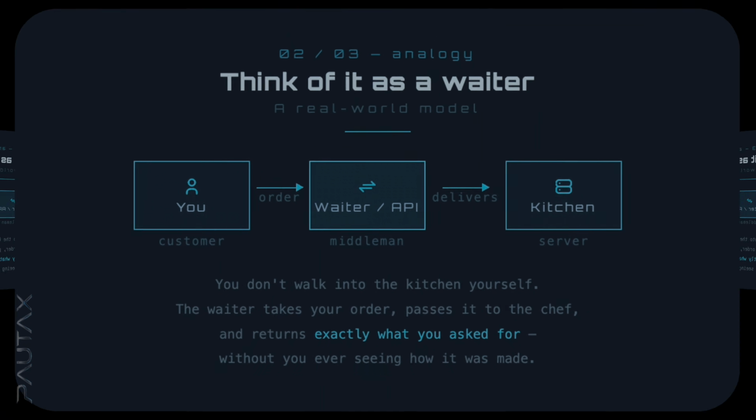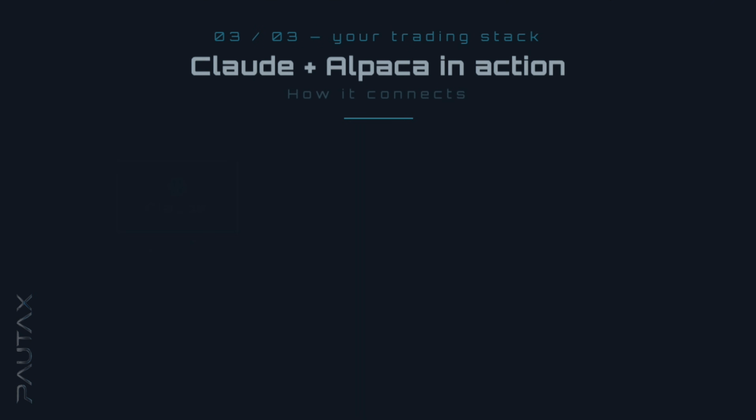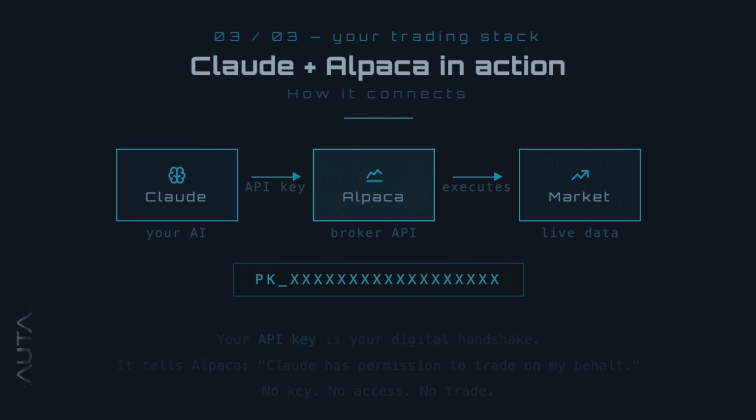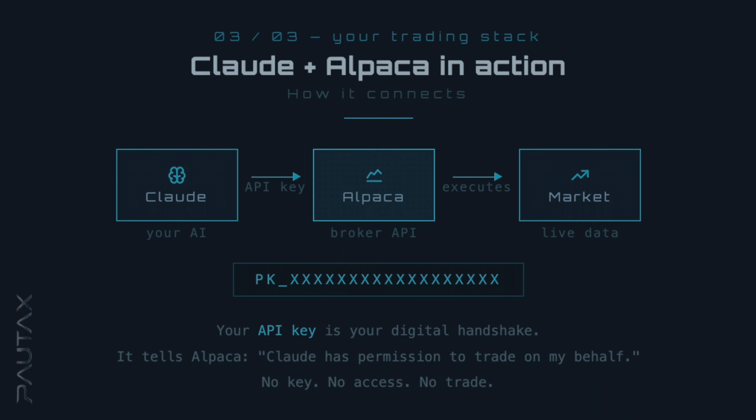Now here's where it gets real for us. In our setup, Claude is the customer, Alpaca is the kitchen, and the API key, that's what gets Claude through the door. It's your digital handshake. It tells Alpaca, Claude has permission to send commands on my behalf. No key, no access, no trade. We're generating that key right now.